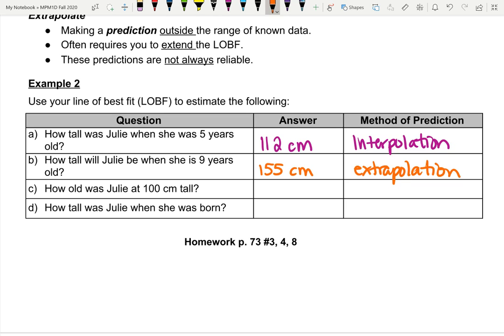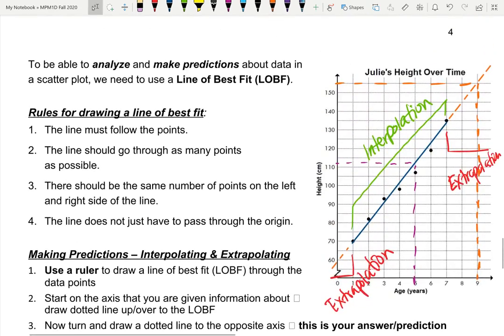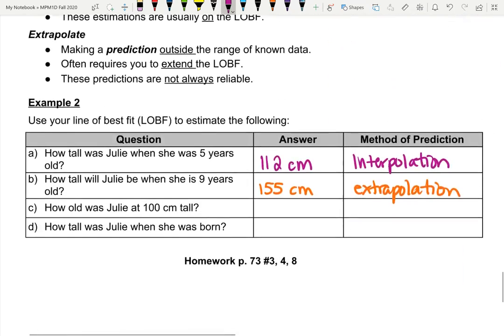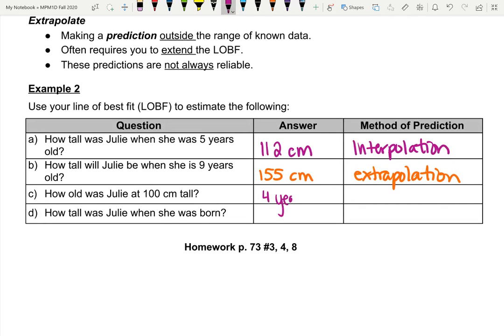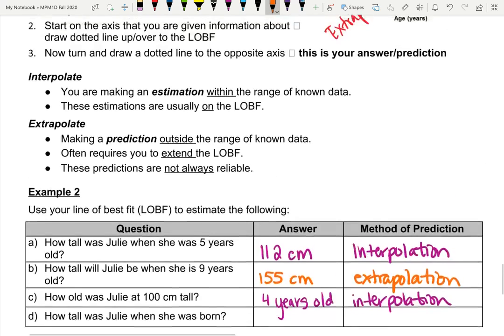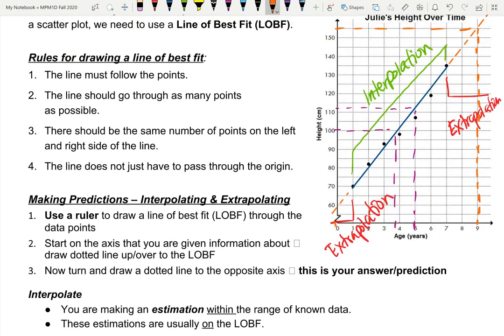C, how old was Julie at 100 centimeters? So 100 centimeters is here. So how old was she? She was about 4 years old. How tall was Julie when she was born? Well, when you're born, you're 0 years old. So she was about 58 centimeters.